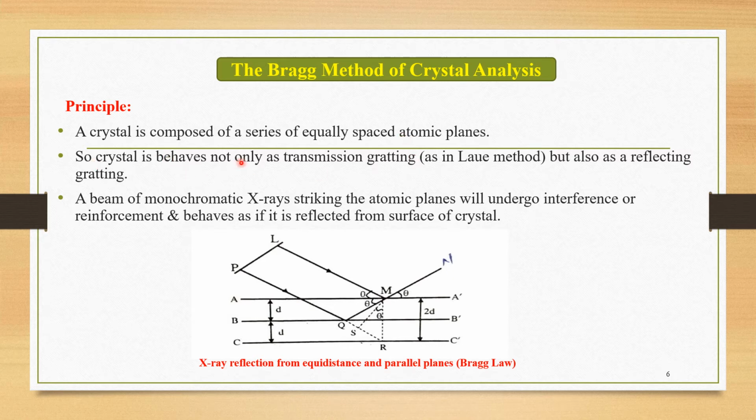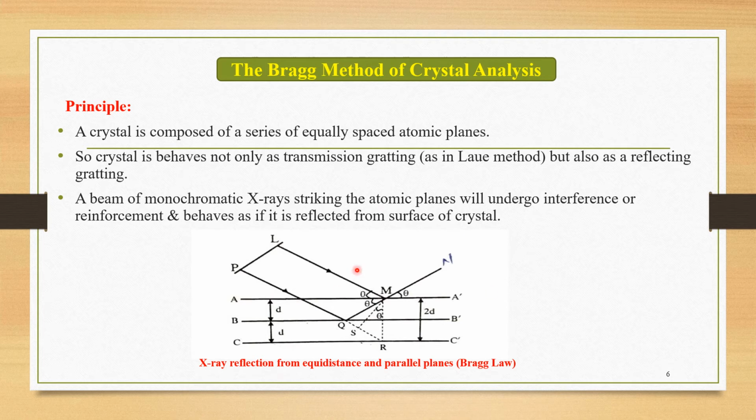So a crystal behaves not only as a transmission grating, which we studied in the Laue method, but also as a reflecting grating. According to this method, a given crystal behaves both as a transmission grating as well as a reflecting grating. A beam of monochromatic X-rays striking the atomic planes will undergo interference or reinforcement and behaves as if it is reflected from the surface of a crystal. So whenever a monochromatic X-ray beam strikes the atomic planes present in a given crystal, it undergoes interference. From this interference we can get some idea regarding the structure of the particular crystal.